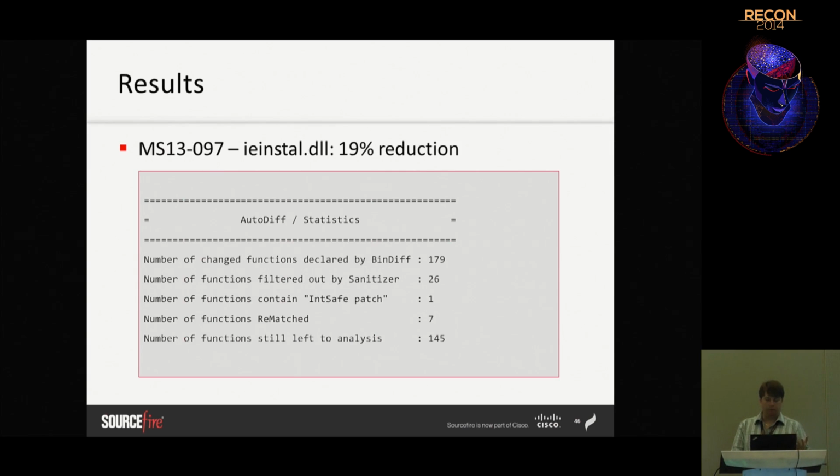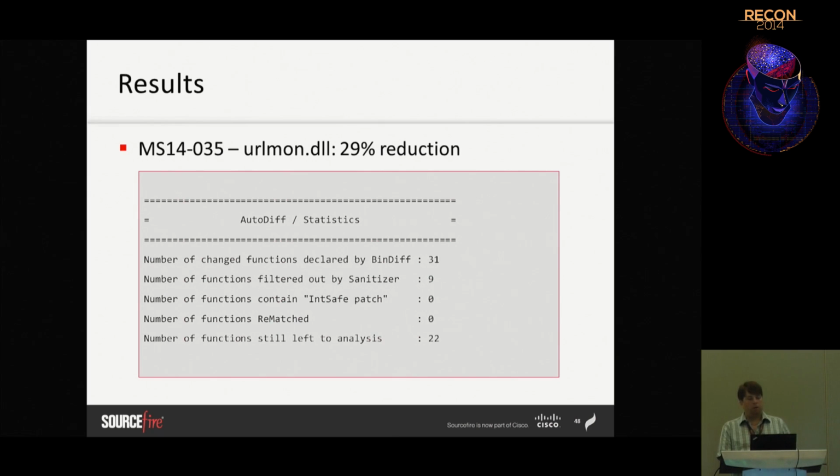So here's an example. BinDiff says 179 functions have changed in IE install and MS13097. We could filter out about 35, 36 of those, so it's a 19% reduction. Word convert, MS14017, we were able to see a 76% reduction. So, we got it down to 13 functions instead of 55. So that's something that we could get done in an afternoon, no problem.